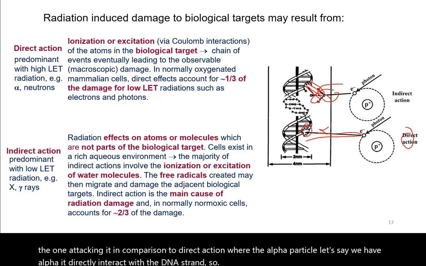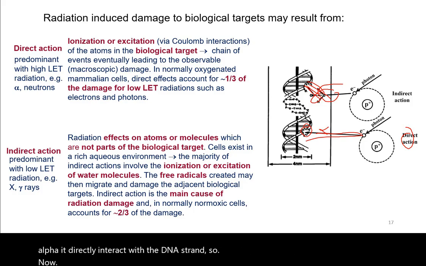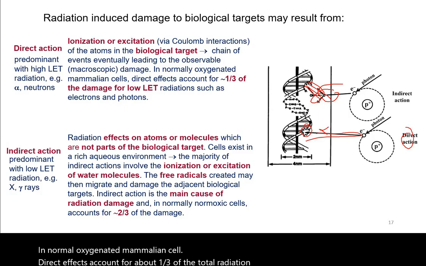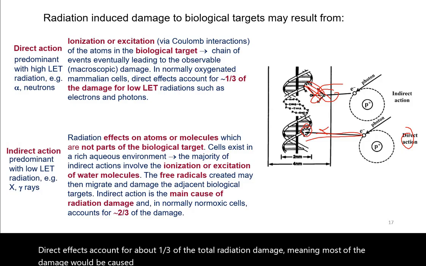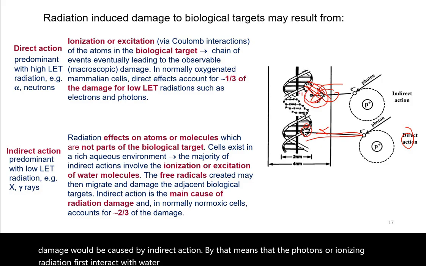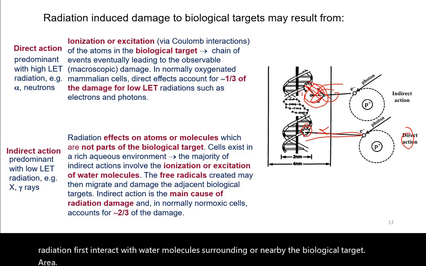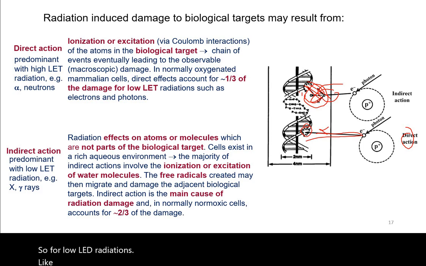So now, in a normal oxygenated mammalian cell, direct effects account for about 1/3 of the total radiation damage, meaning most of the damage would be caused by indirect action. By that, it means that the photons or ionizing radiation first interact with water molecules surrounding or nearby the biological target area. So for low LET radiations like photons, the indirect action is the main cause of radiation damage.